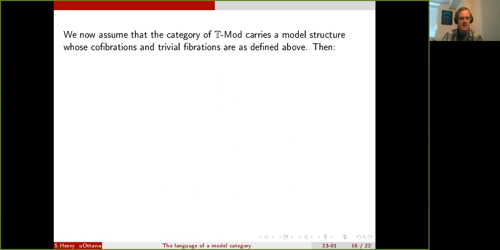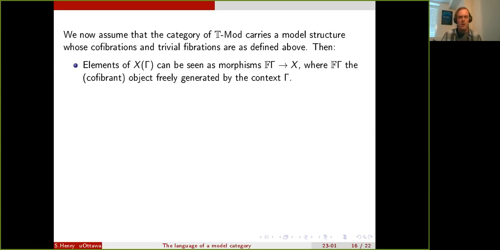Instead, I will assume that my category of T-models has a bit of additional structure, and more precisely that it has a model structure where the cofibrations and trivial fibrations are as defined before. So they are the ones given by the Cartmell theory. So now I can see an element of X gamma, when X is a model and gamma is a context, as a morphism from what I call F gamma to X, and F gamma is just the free model generated by the context gamma.